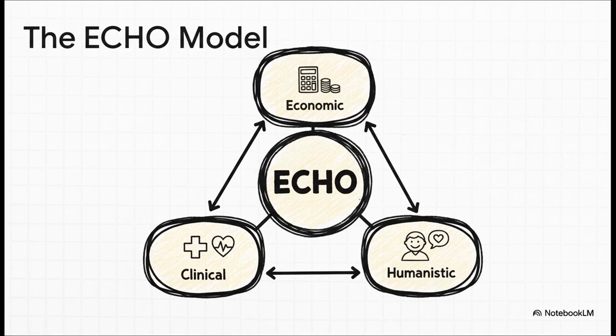And this all comes together in something called the ECHO model. It's basically a framework that reminds us to look at the whole picture. E is for economic outcomes, all those costs we just talked about. C is for clinical outcomes, the actual medical results. Did the treatment work? And H is for humanistic outcomes, the impact on a person's actual quality of life.